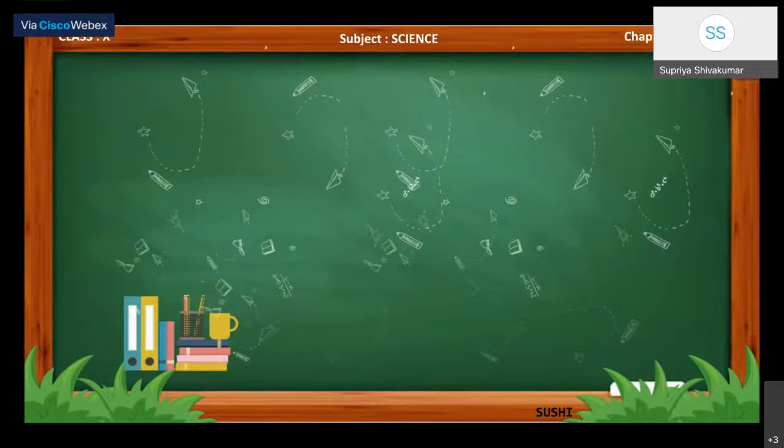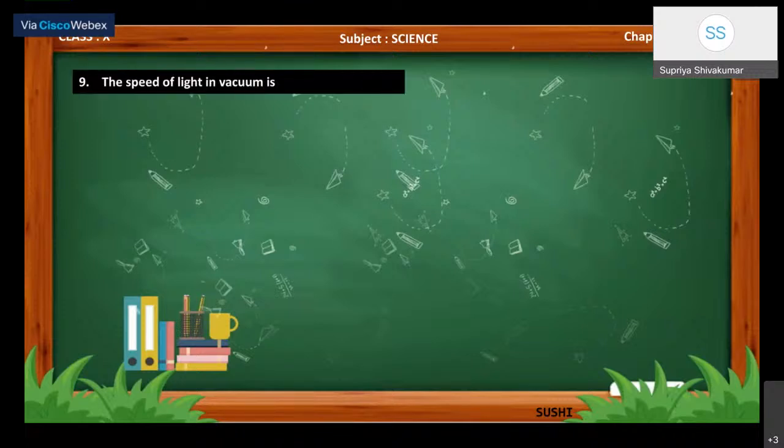Okay, moving on. Ninth one, the speed of light in vacuum is 3 × 10⁸ meters per second. Okay, can you convert that into kilometers?